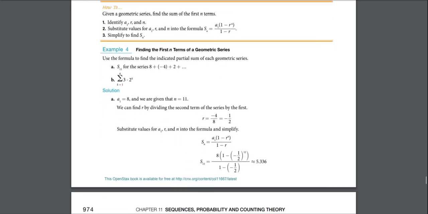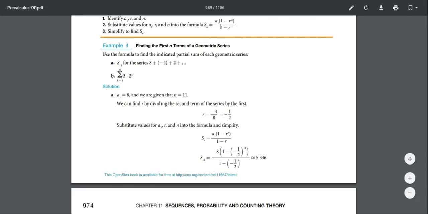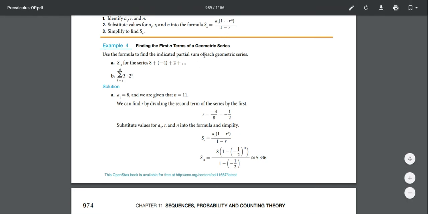So let's look at using it. So here we're given that there are 11 terms. This 11 here is telling us that there are 11 terms in this series. So again, for this formula, we need to know the first term, we need to know the common ratio, and we need to know the number of terms. Those are the three pieces that we need to know for geometric series. So we don't need to actually know the last term like we did with arithmetic series. We just need to know what the common ratio is.